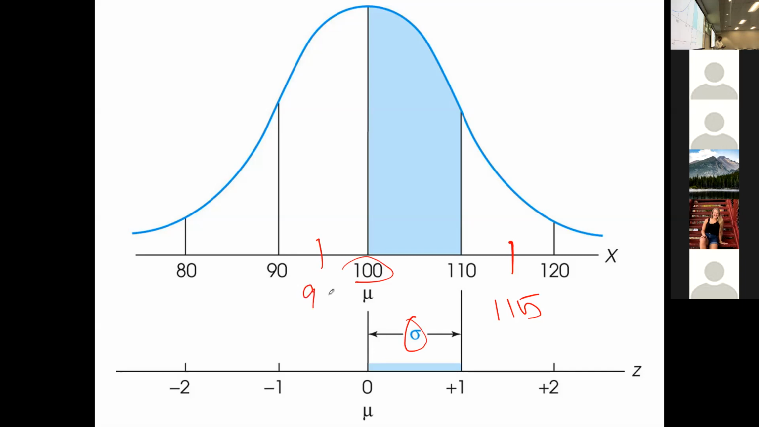What would a score of 95 be? Yes, minus 0.5, exactly. Easy peasy. We're rocking and rolling now.